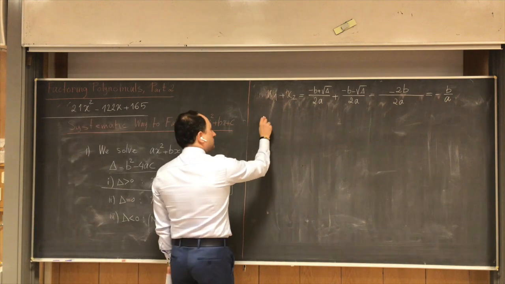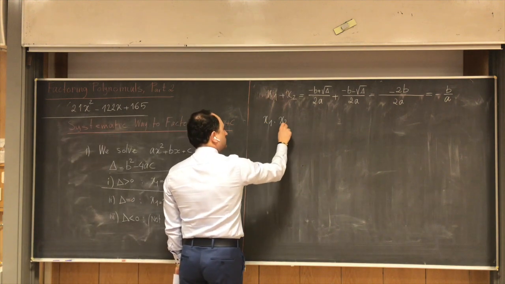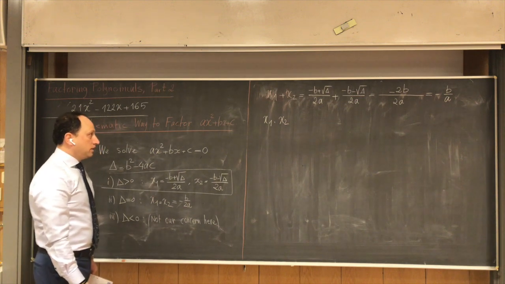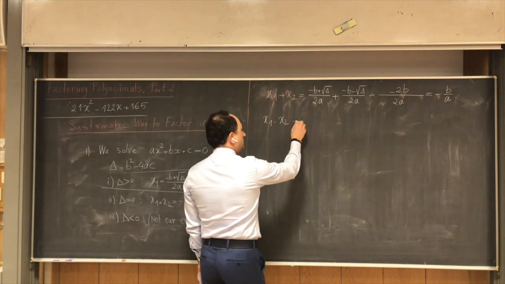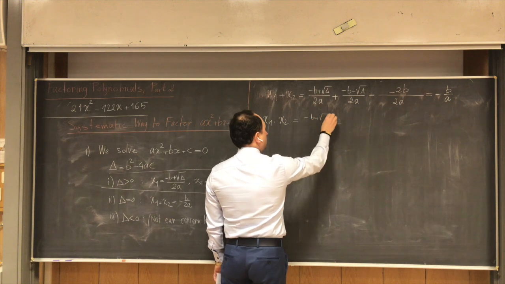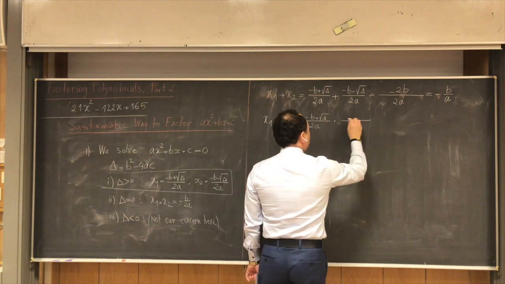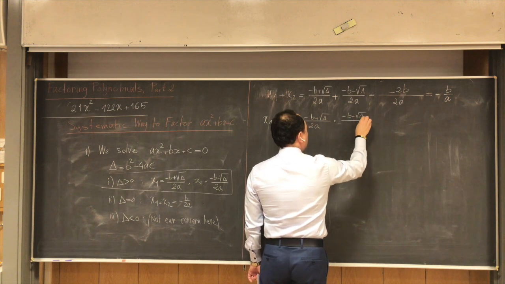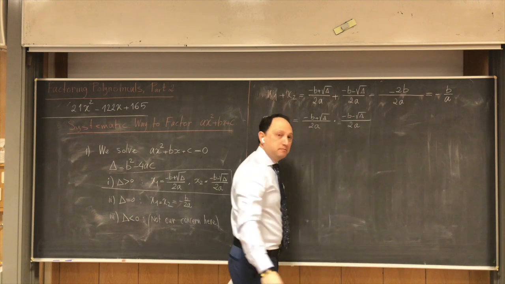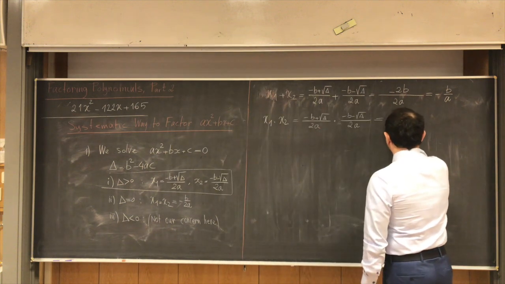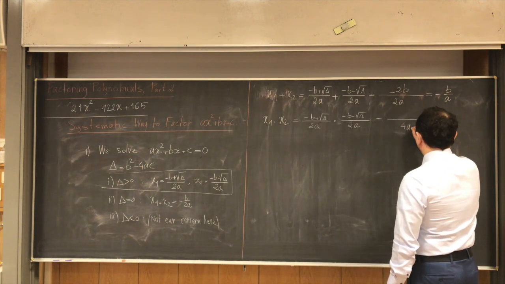Okay, so let me multiply x1 by x2. What happens if I multiply x1 and x2 together? Then it becomes minus b plus square root of delta divided by 2a, multiplied by minus b minus square root of delta divided by 2a. Yes? So then the denominators multiplied together become 4a squared.